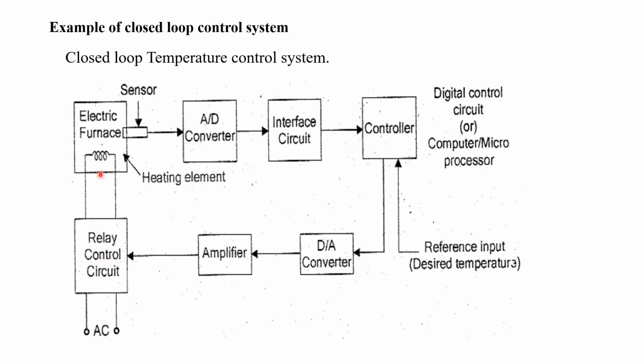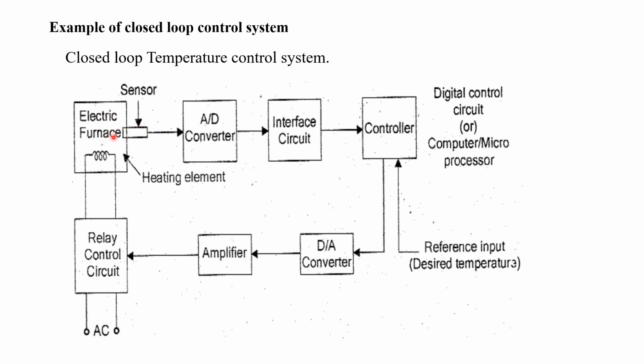Okay. So now if you want to maintain the temperature inside the electric furnace at 1000 degrees Celsius, what we have to do? We have to give this 1000 degrees Celsius as the reference input signal to the controller here. Now, at each and every time, the sensor will measure the actual or current temperature which is present inside this electric furnace. Okay, that will be sensed.